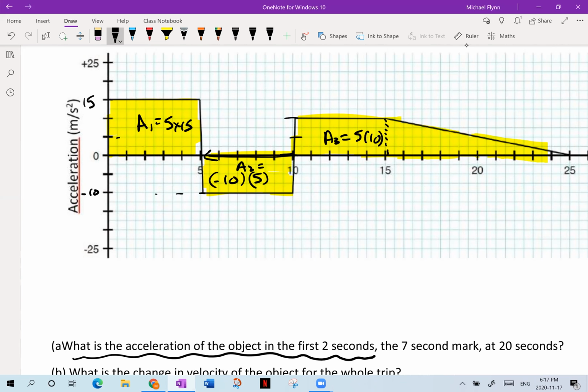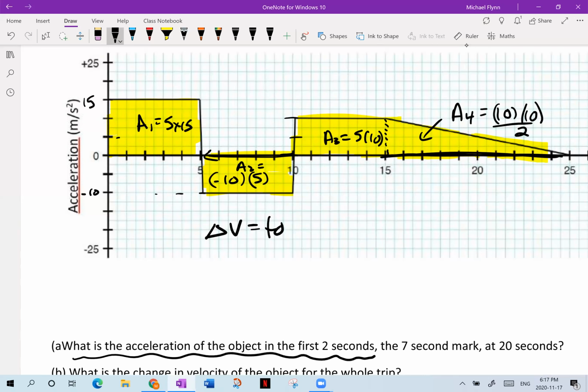And finally, the area of this triangle here, area number 4, would equal, the base of the triangle is 10 units long from here to here, and the height is 10 units high, so 10 times 10 divided by 2. Using the formula for the triangle, half the base times the height, or base times height divided by 2. So anyway, all of this, if you add it all up, the change in velocity will equal the total area.